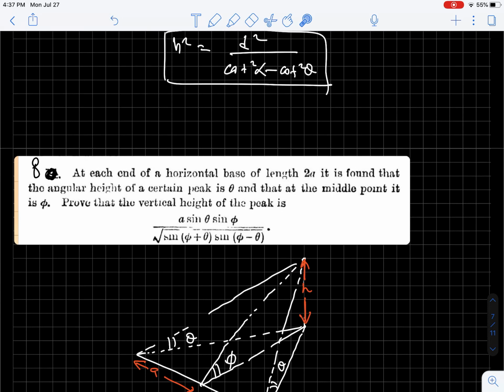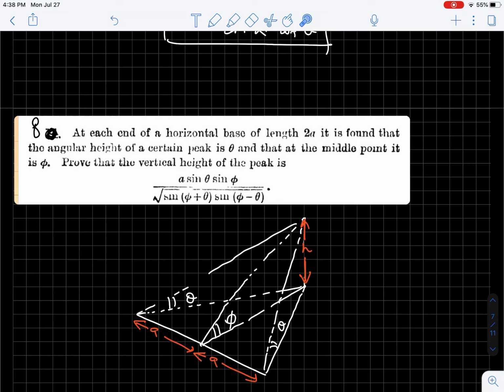Then there's one more question. It's also an interesting question. Suppose there is a point. You observe this point from 3 points. These are the 3 points. At each end of the horizontal base, the angular height of a certain peak is theta. Let's say this certain peak height is h.